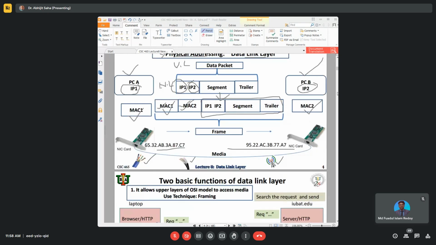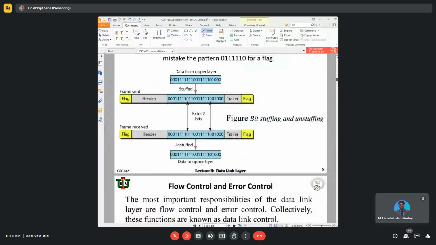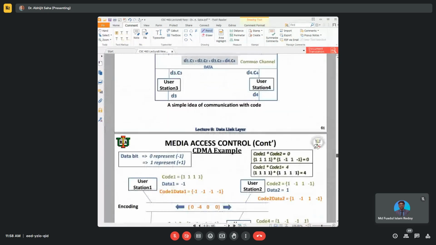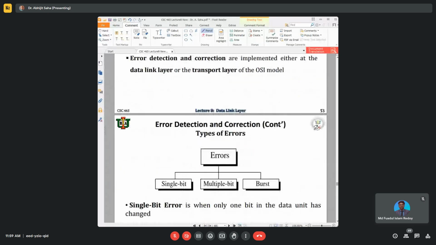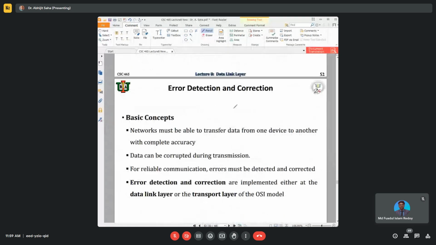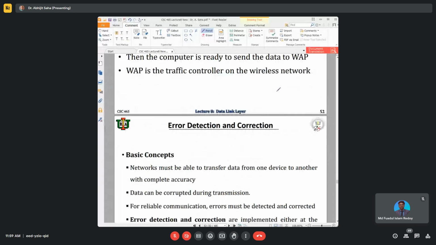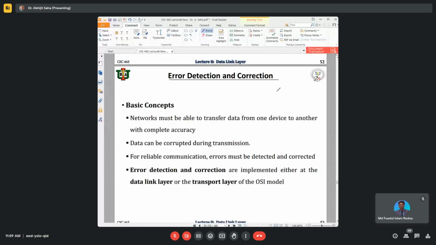Now we are going to discuss this layer. We are going to start with error control and error detection and correction methods. So, error detection and correction. This is the topic we'll start with in this lecture. It says that networks must be able to transfer the data from one device to another with complete accuracy. That means you are sending the data.